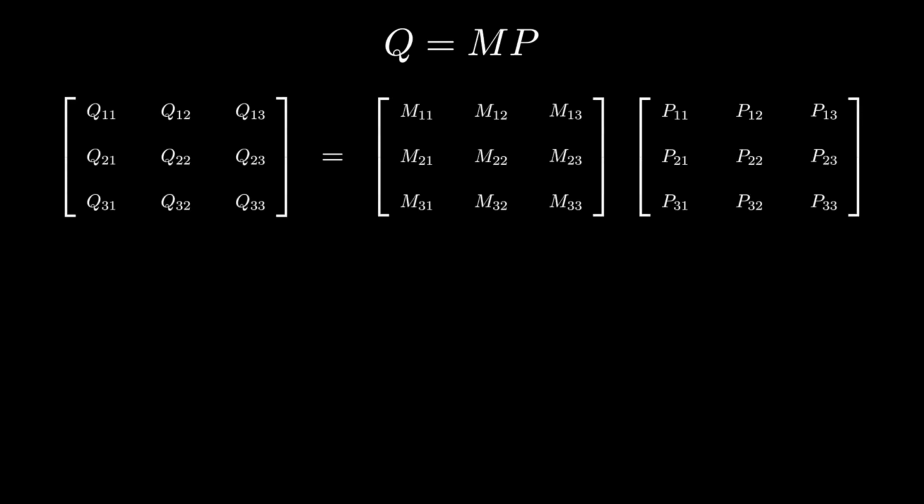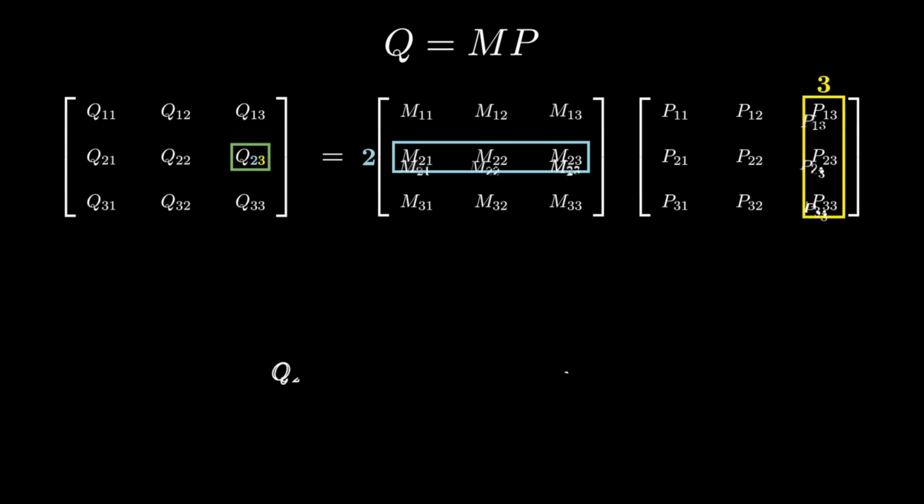Let's say you want to multiply two matrices M and P and their product results in a new matrix Q. Falk's scheme exploits the understanding that if you want to find a particular element of Q, say Q23, Q23 is found by taking the inner product of the second row of M with the third column of P, like so.